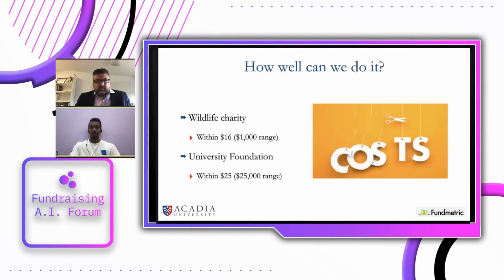So based on all those problems, we modeled the machine learning. We use the machine learning algorithms to model the donor journey. And how well can we do it? On a wildlife charity, we reduced the MAE from $25 to $16. And on a University Foundation, we reduced the error percentage to $25 from $50.